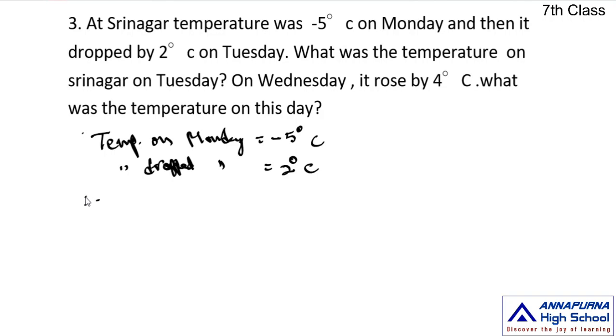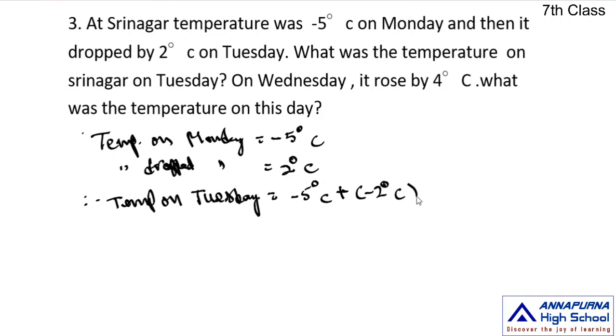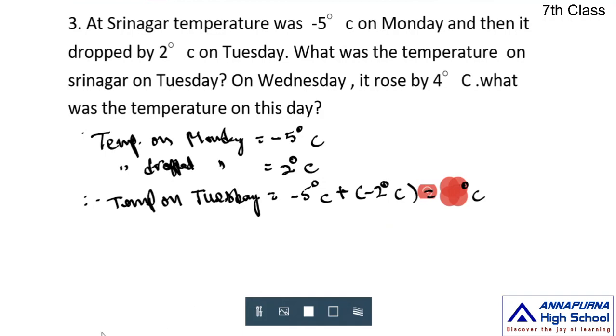Therefore, temperature on Tuesday. Temperature on Tuesday means what we'll do? Minus 5 degrees centigrade plus of minus 2 degrees centigrade, which is equal to minus 7 degrees centigrade. So this is the temperature on Tuesday.